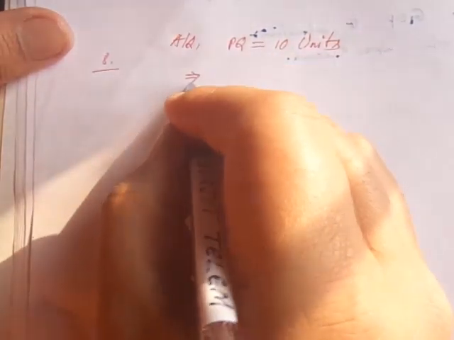Here, according to the question, PQ is equal to 10 units. This is what it says here. So to use the distance formula, let me square on both sides. PQ square equals 10 square.